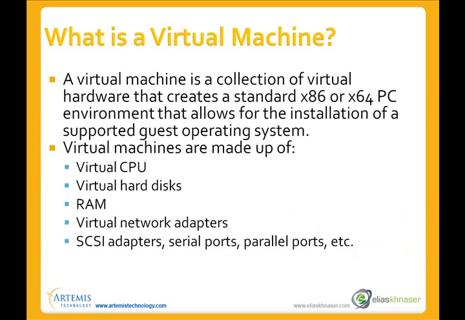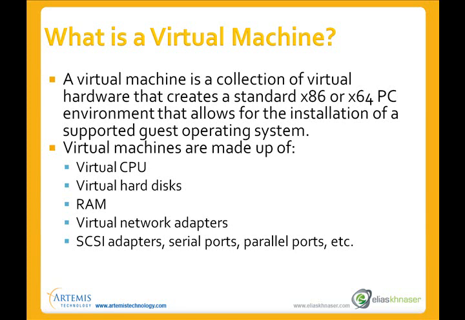So what's a virtual machine? A virtual machine is a collection of virtual hardware that creates a standard x86 or 64-bit PC environment that allows an operating system to get installed. Now, what does an operating system need in order to install and complete the installation successfully? It needs to see certain hardware components. As far as the software is concerned, it can't make the distinction if this is a hardware component or a software or logical component. As long as it sees the necessary components, it's going to install. And that's what a virtual machine presents to the guest operating system.